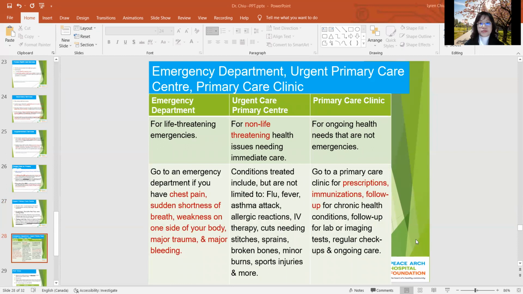So there are some comparisons that we did about the difference between the emergency department, urgent primary care centers, and primary care clinics. The major difference between the emergency department and urgent care is that the urgent primary care center doesn't deal with life-threatening emergencies. They do deal with some immediate care, but not life-threatening emergencies. And they are open, so you can drop by. They can treat most serious conditions, and then there's the primary care clinic.